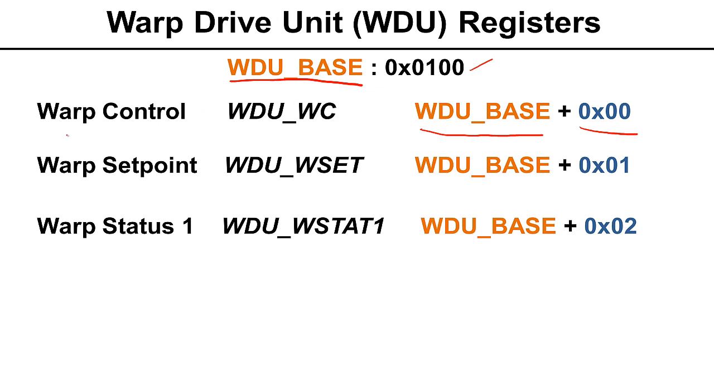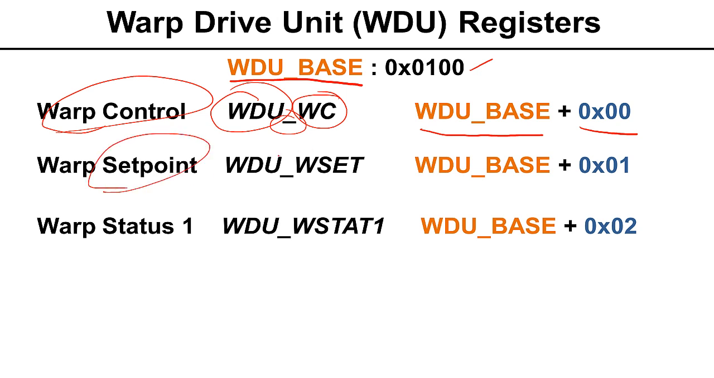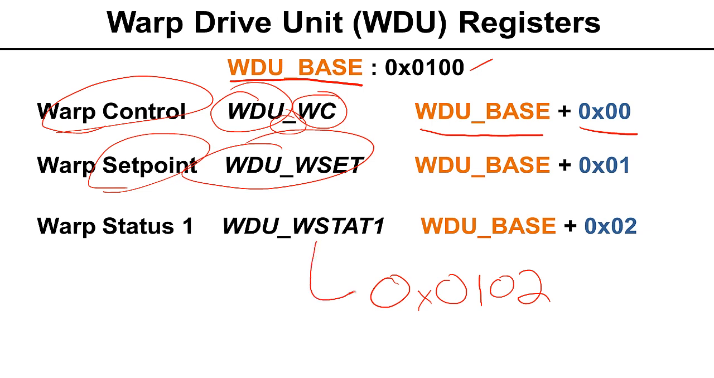You may see something like some name for the register, warp control, and it might be documented with some sort of mnemonic, where the unit name, underscore, and some other mnemonic for warp control. For example, we're going to have a Setpoint register right here. This is called WDU set, and we're going to have a status register called WDU stat. And in each one of these cases, it's a base address plus an offset. So, for example, the WDU stat is going to be at 0x0102. All right, and that's the physical address.